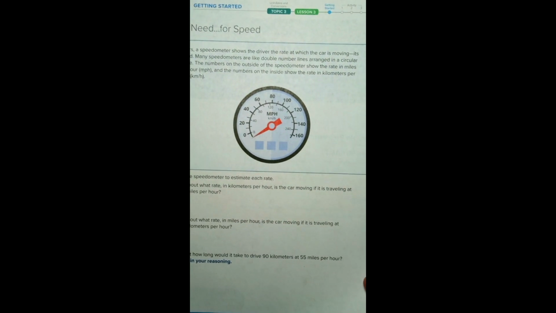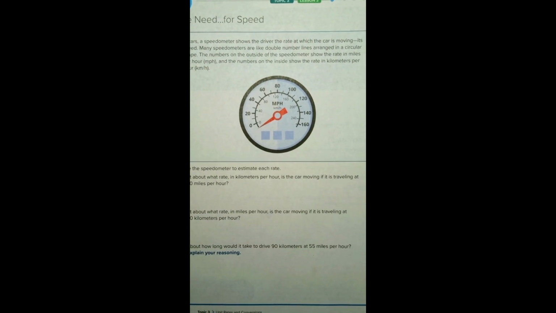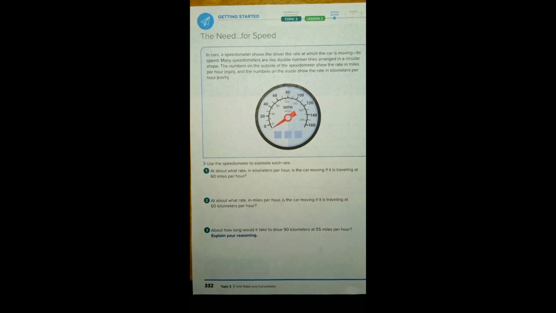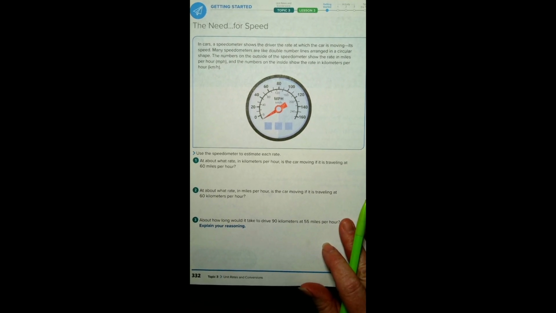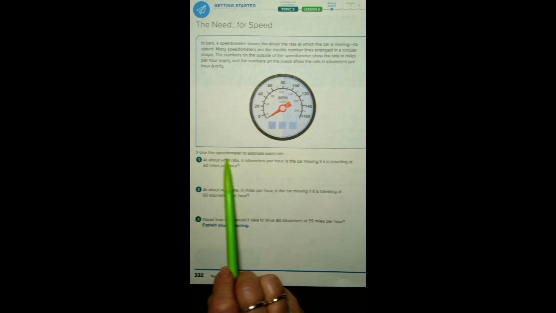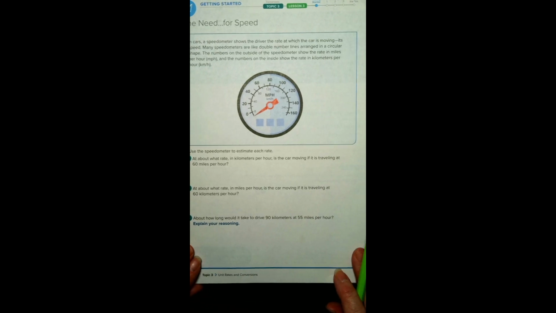The need for speed. In a car, a speedometer shows the driver the rate at which the car is moving, which is its speed. Many speedometers are like double number lines arranged in a circular shape. The numbers on the outside of the speedometer show the rate in miles per hour, and the numbers on the inside show the rate in kilometers per hour. Use the speedometer to estimate each rate.